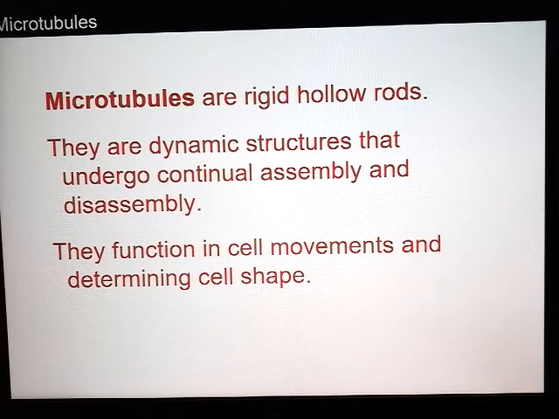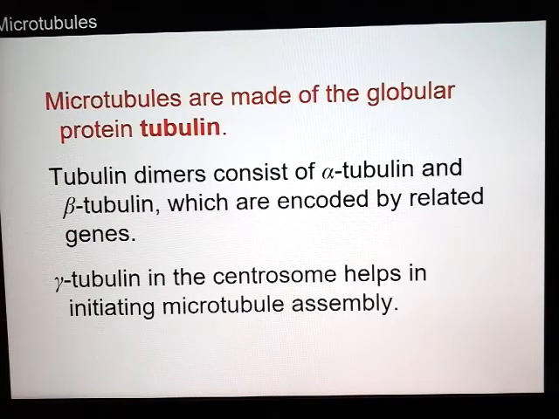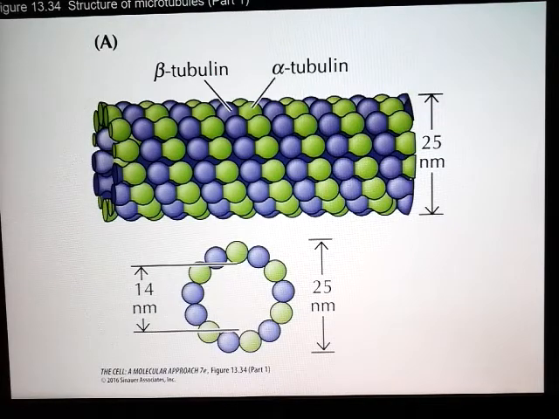Microtubules, rigid hollow rods, they're dynamic and they can undergo continual assembly and disassembly. And again, they function in cell movements and in determining cell shape. Microtubules are made of tubulin, and there are dimers of those, alpha and beta tubulins, which are encoded by genes. Now, another type of tubulin, gamma, is actually found in the centrosome and helps in initiating the microtubule assembly. And again, this greenish one is alpha, the bluish one is the beta.